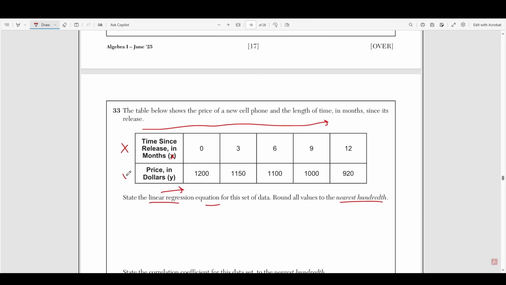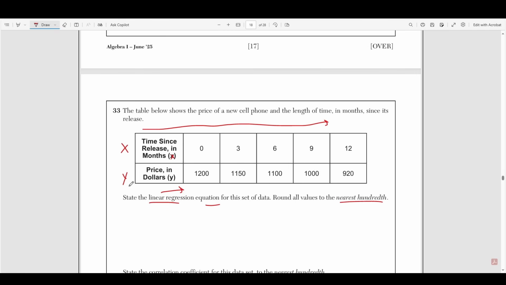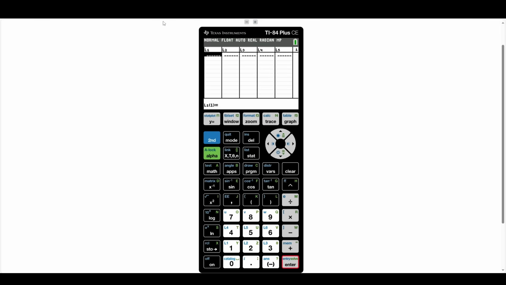This whole row is all of the y values. You want to put all of your x values into list 1 or L1, and you want to put all your y values into list 2 or L2. So I'm going to go ahead and do that. Now that I have my values in my table that match, all of my x's together and all my y's together, I can press stat again.